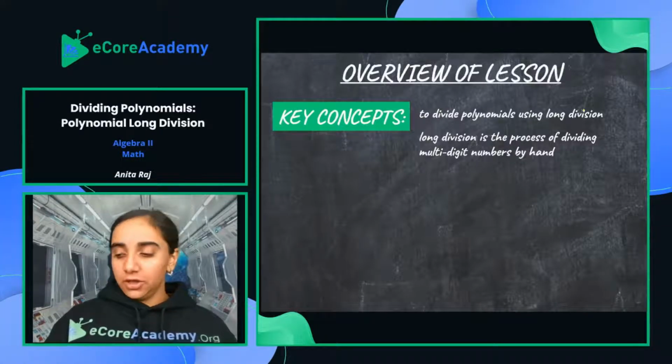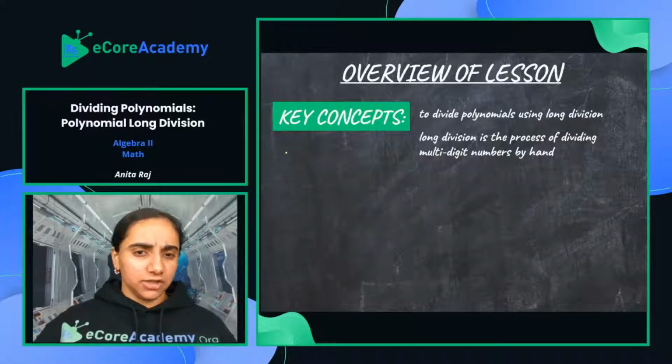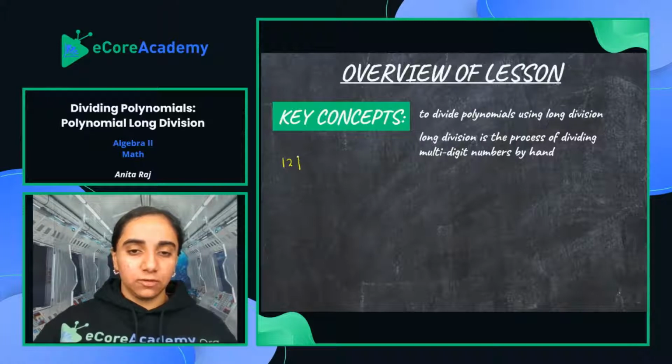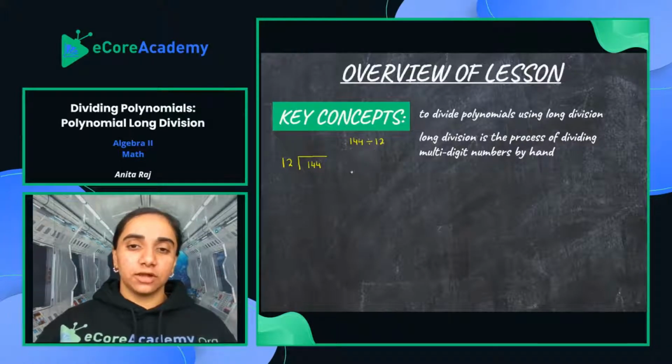For example, you'll usually see long division set up like this. I'm trying to think of a good example. How about this? 12 into 144. So literally another way of writing 144 divided by 12. Well, because these are multi-digit numbers, meaning they are numbers with multiple digits, 12 has 2 digits, 144 has 3 digits.